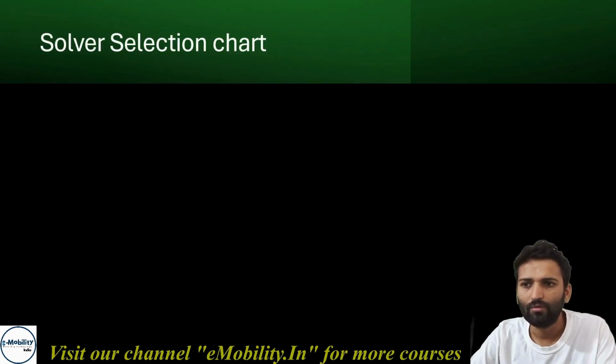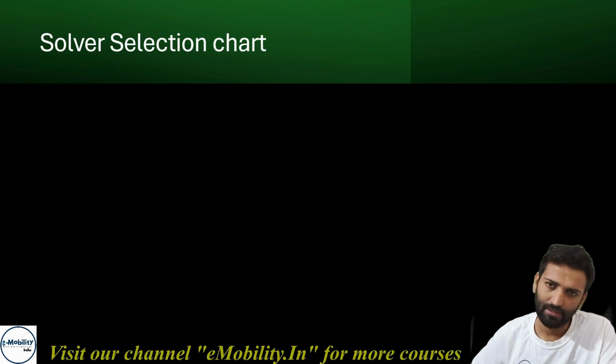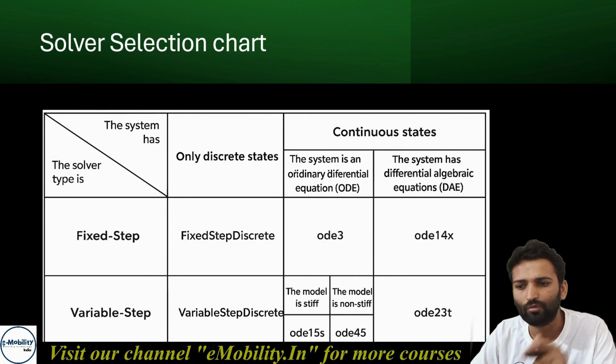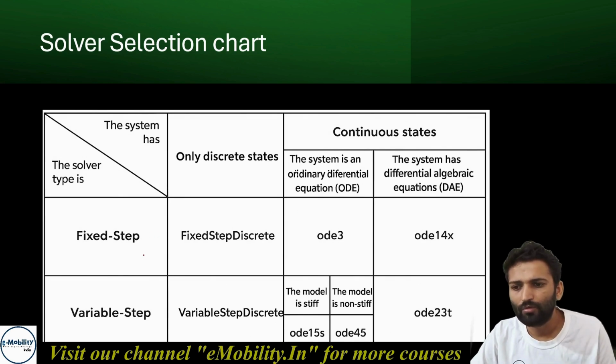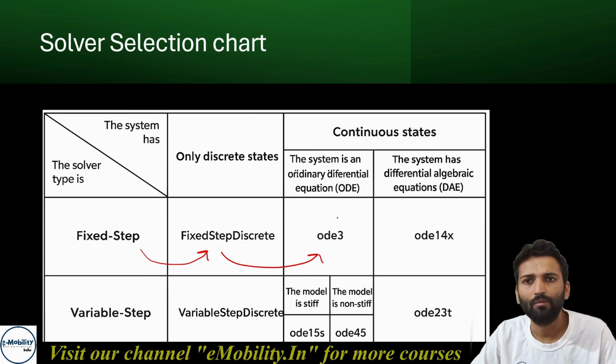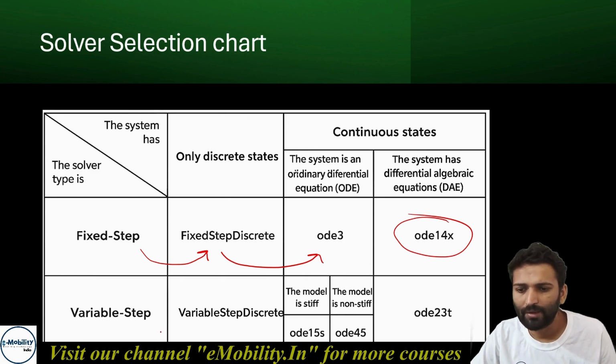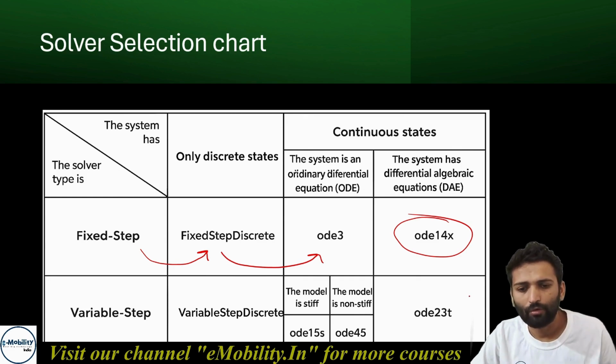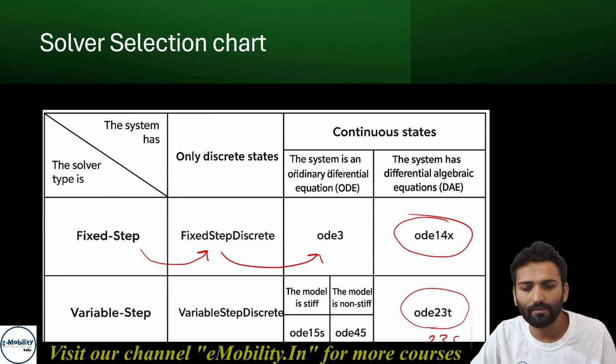So the final question is, is there any chart or flow chart where I can select which kind of solver I have to use for which kind of circuit? If you are using a fixed step solver, and fixed step is discrete obviously, we can use ODE3, which is simple for non-stiff circuits, or ODE14x for stiff circuits. Stiff means very complicated. For variable step you can use ODE15 or ODE45, and for very difficult circuits you can use ODE23T or 23S.